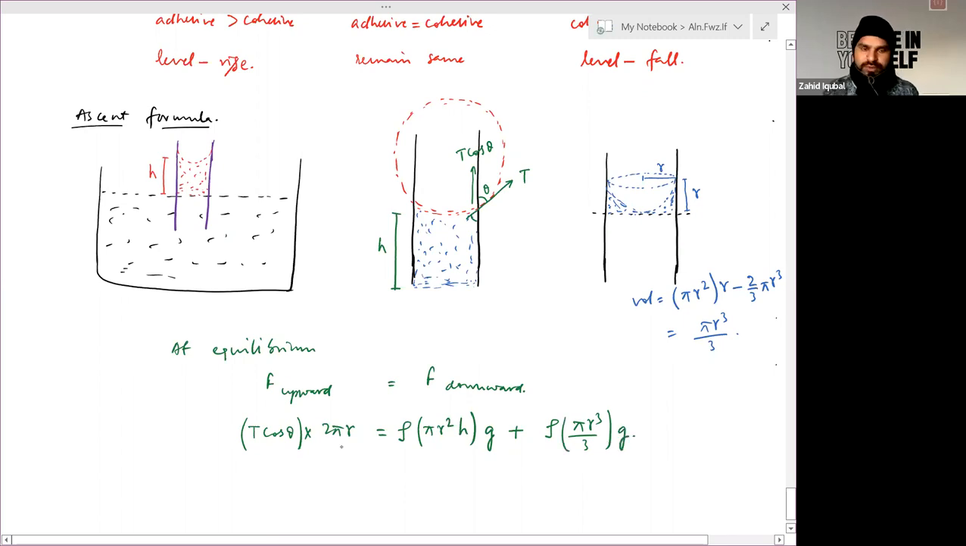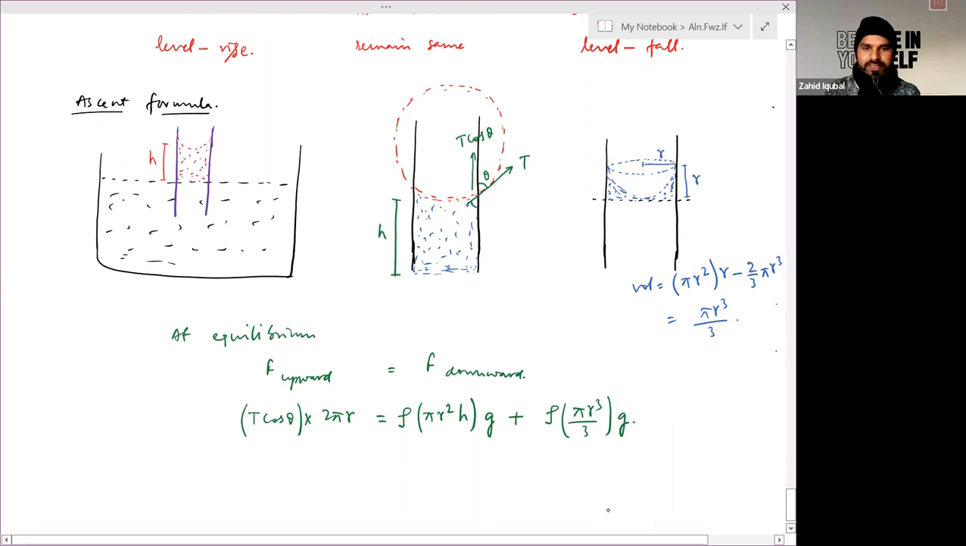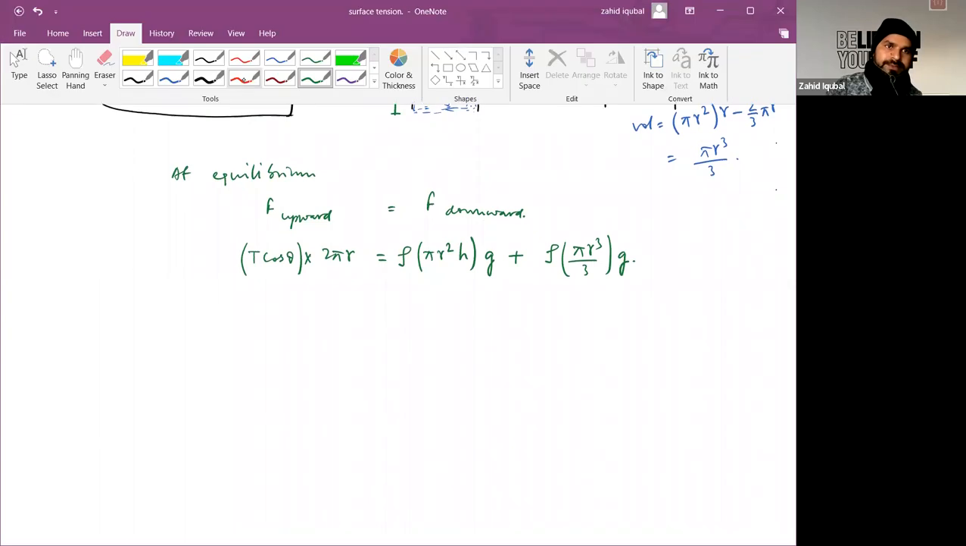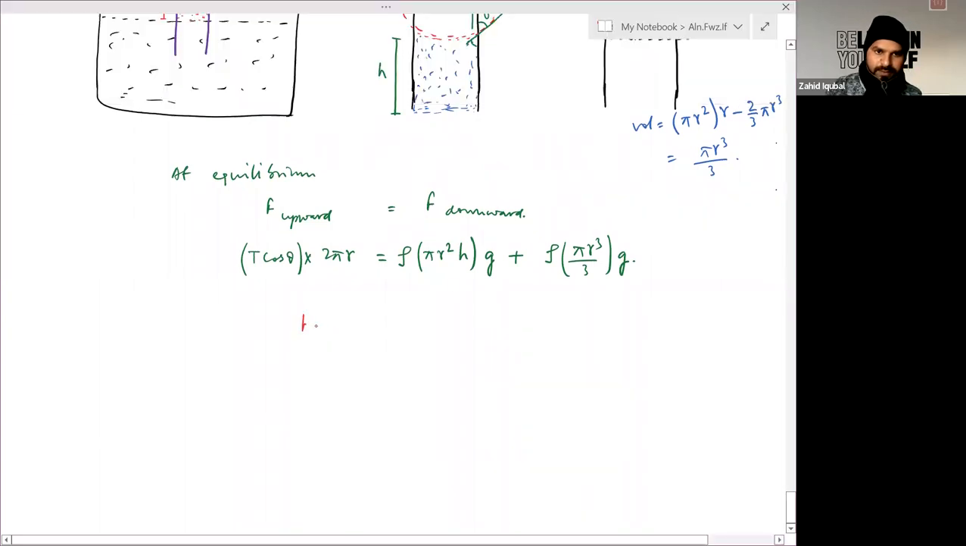So total upward force due to surface tension must equal total downward force due to weight of liquid, acting on the weight of liquid due to gravity. We have just compared these two terms. Now on solving, you will get h equals 2T cos theta divided by rho g r, minus r by 3. Now this particular term is very small as compared to rest of the term, so we may neglect it.